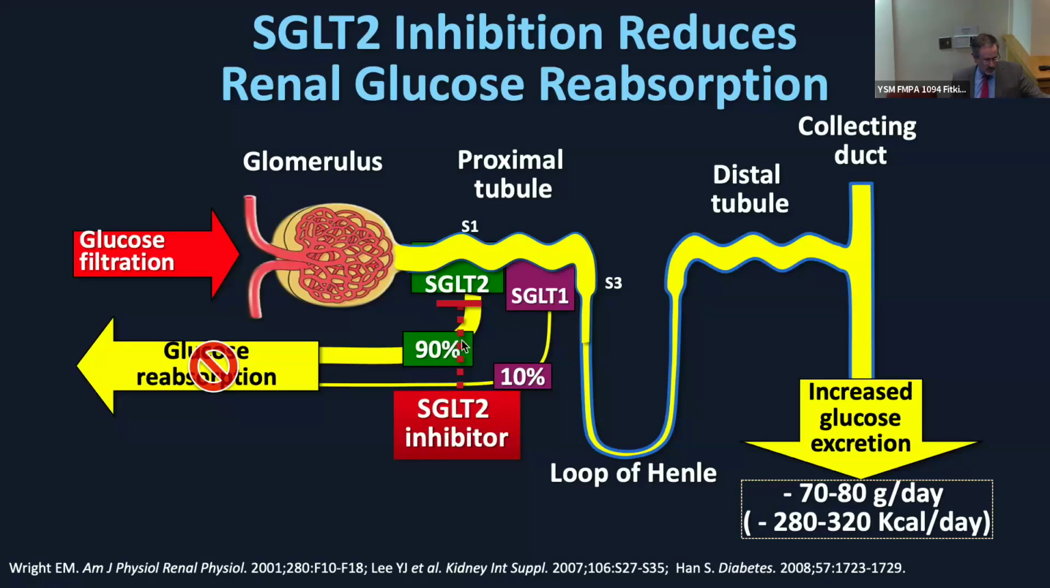Now, if you come in with an SGLT2 inhibitor and block this transporter, you open up the floodgates and release glucose. And you can lose about 70 to 80 grams per day or about 300 calories per day. If the glucose is in the urine, it's not in the plasma.